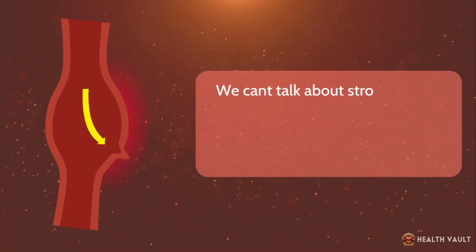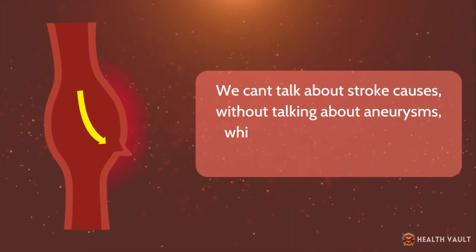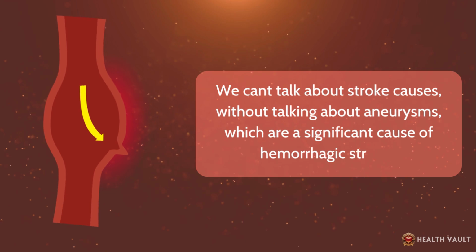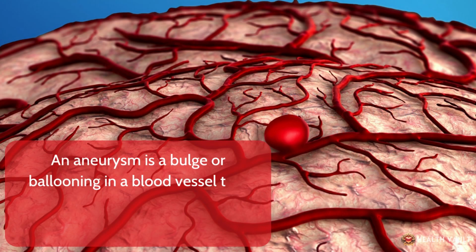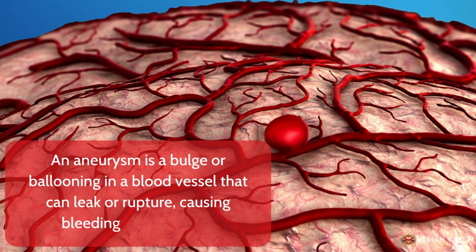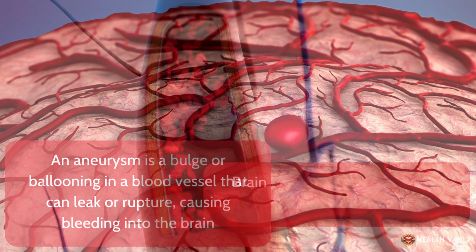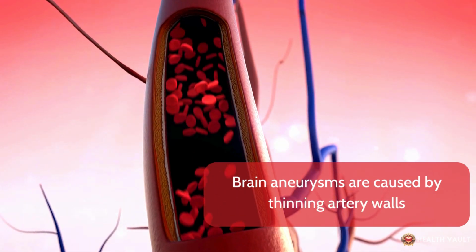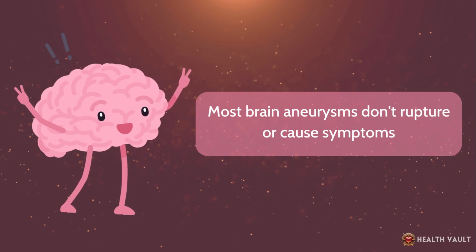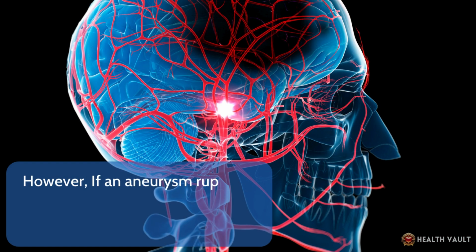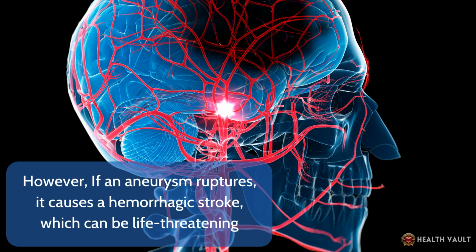We can't talk about stroke causes without talking about aneurysms, which are a significant cause of hemorrhagic strokes. An aneurysm is a bulge or ballooning in a blood vessel that can leak or rupture, causing bleeding into the brain. Brain aneurysms are caused by thinning artery walls. Most brain aneurysms don't rupture or cause symptoms. However, if an aneurysm ruptures, it causes a hemorrhagic stroke, which can be life-threatening.